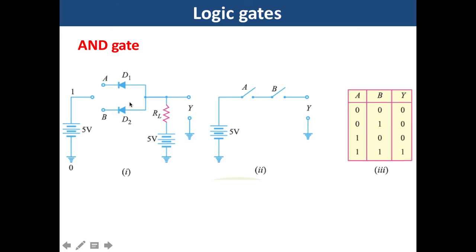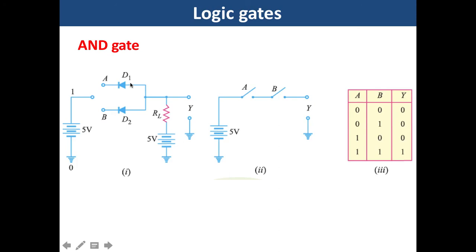Another condition, when A is connected to positive and B is connected to negative, your diode D1 does not conduct, but diode D2 will conduct. So current will flow in this direction, and your output is 0. In terms of binary, 1 multiply 0 is equal to 0.